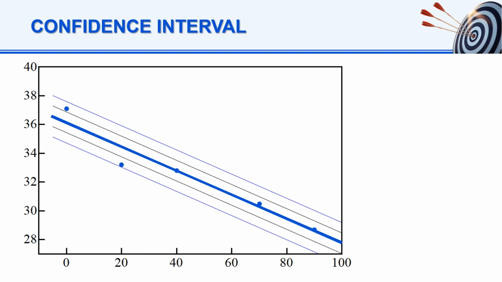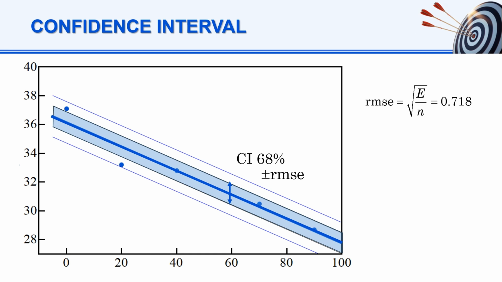The average confidence interval can be determined once the RMSE is calculated. The 68% confidence interval and 95% confidence intervals are depicted on the figure.